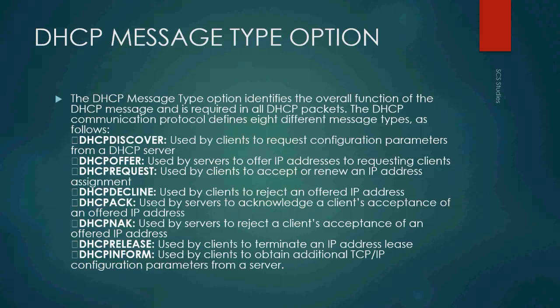Next is DHCP release. A client machine can release its IP address lease at any moment from the command prompt by using the ipconfig /release command. The next one is DHCP inform. This is used to obtain IP address configuration parameters from a server, and we can use it from a client machine by using ipconfig /renew.